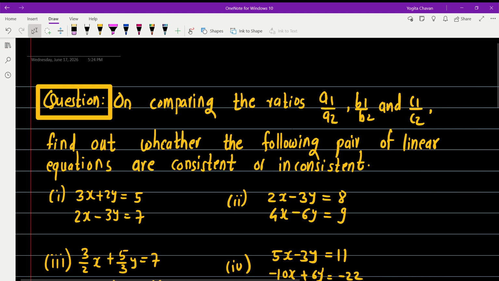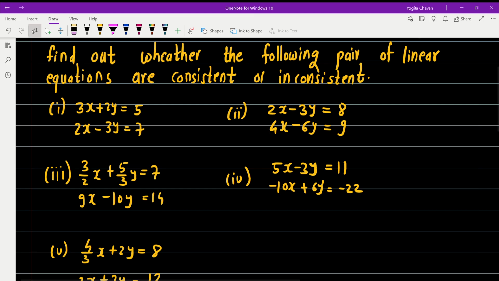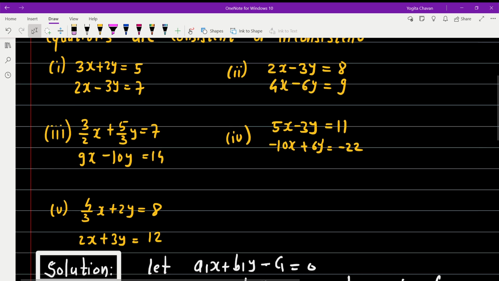Again we have to compute ratios a1 upon a2, b1 upon b2 and c1 upon c2. And after computing ratios, we have to decide whether the pair of linear equations are consistent or inconsistent. तो यहाँ पे हमको 5 पेयर ऑफ लीनियर इक्वेशन है और वो जो पेयर ऑफ इक्वेशन है वो कंसिस्टेंट है या इनकंसिस्टेंट ये डिसाइड करना है. तो डिसाइड कैसे करेंगे वो पहले देखते हैं हम.